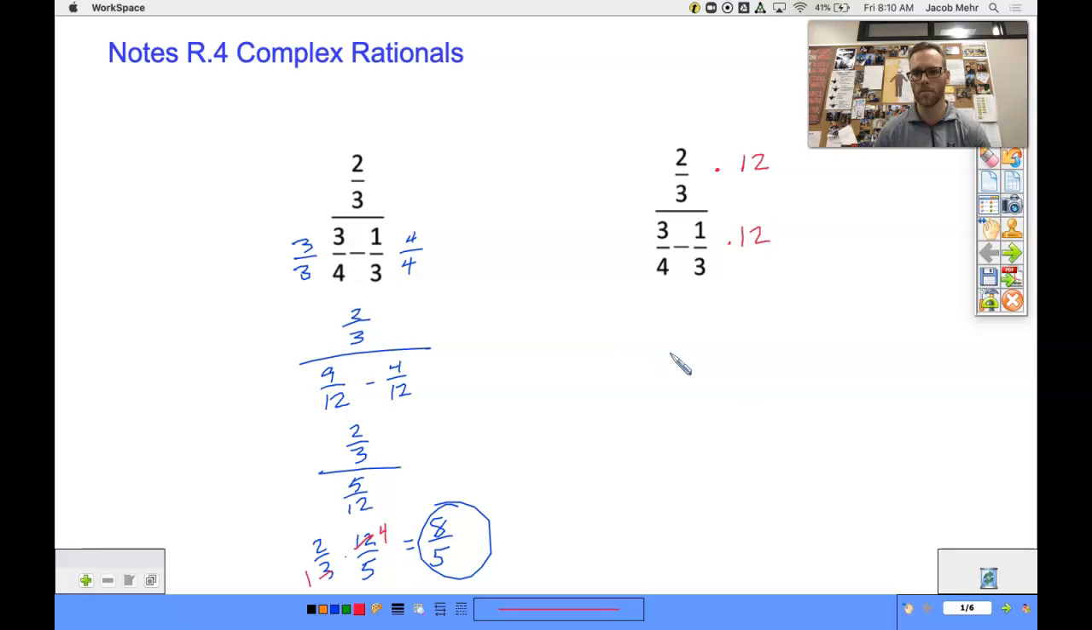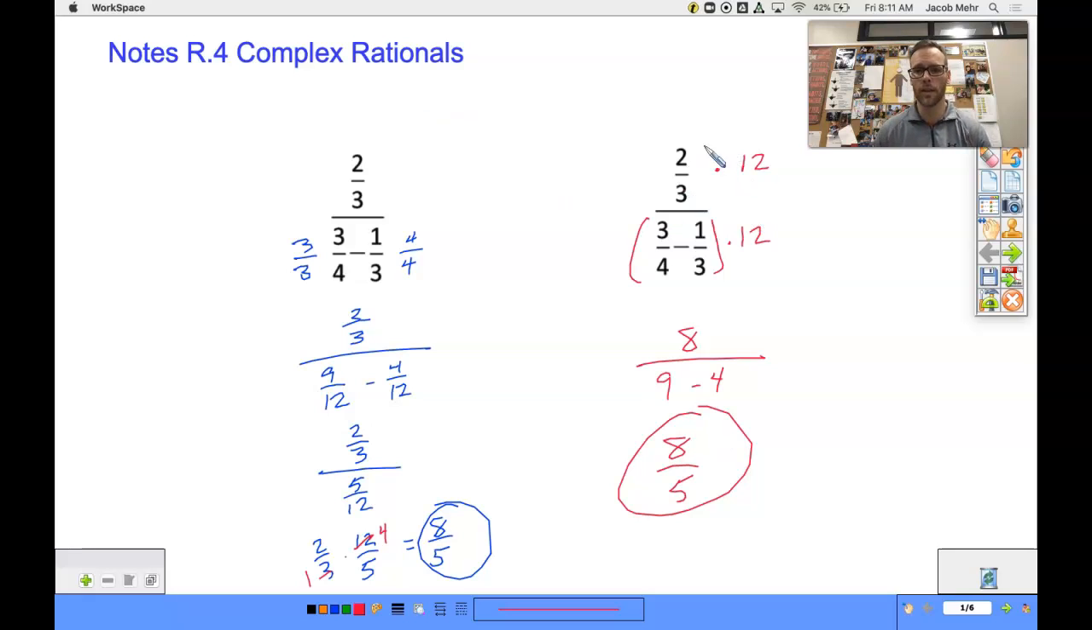When I do that, I take 2/3 times 12, which is, what is 2/3 times 12? 8. Now in the denominator, I need to distribute. I take 12 times 3/4, which is 9. 12 times 1/3, which is 4. So we end up with 8 over 9 minus 4, which is 8/5. And isn't that pretty slick? I think that's pretty easy.